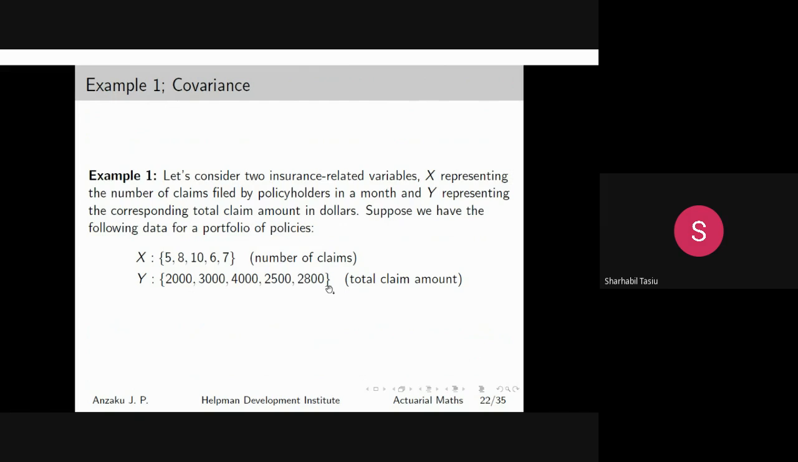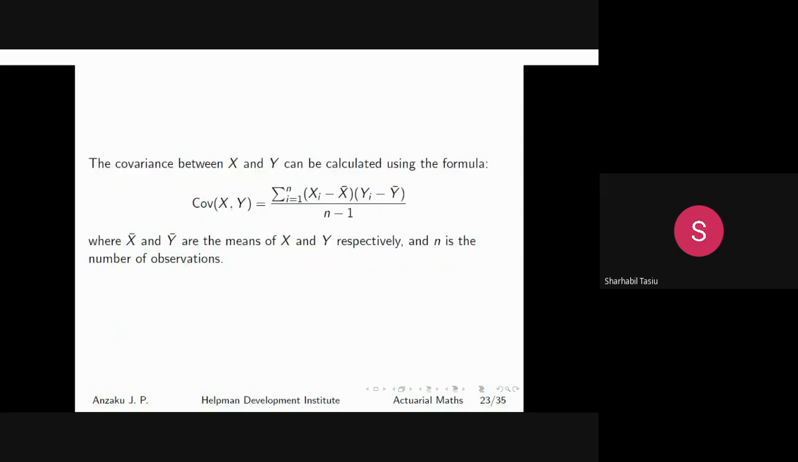So we want to see their covariance and also look at the correlation. Now, to do that, we know the formula for the covariance between x and y, which can be calculated using this formula. You find the mean: the summation, i ranging from 1 to n, of xi minus the mean of x.